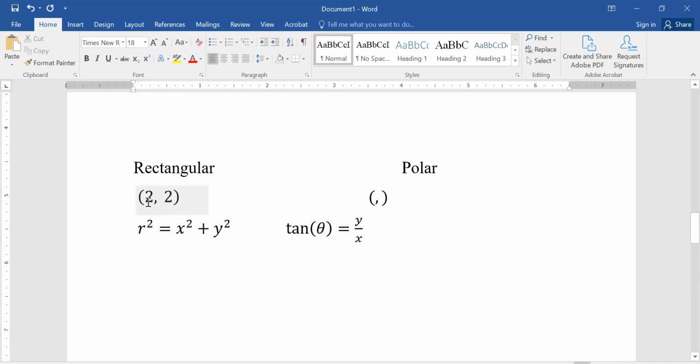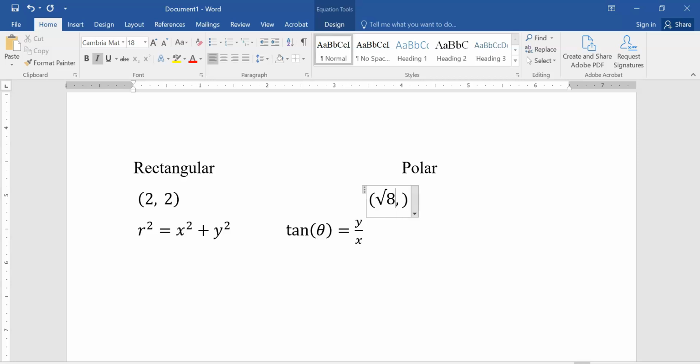The rectangular point (2, 2). In order to find the r, we're going to use the Pythagorean theorem equation, r squared equals x squared plus y squared. 2 squared is 4, 2 squared is 4, so you get 4 plus 4, that's 8. So r squared is 8, which means r has to be the square root of 8. If you want to write that as 2 root 2, you can do that as well.